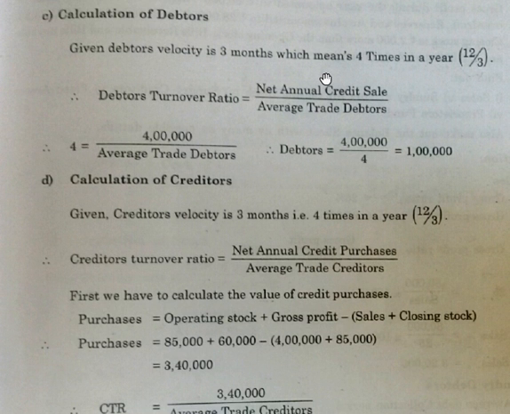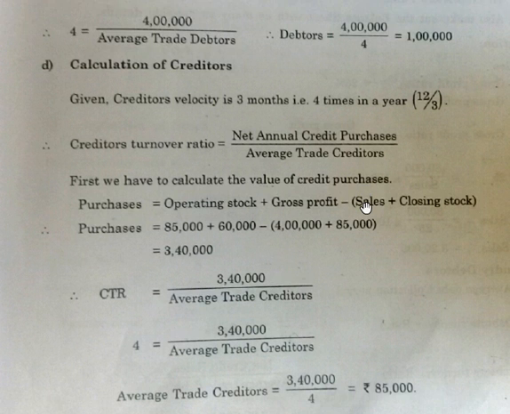So calculation of debtors. Given debtors velocity is 3 months, which means 4 times in a year, so 12 divided by 3. Okay, debtors turnover ratio is net annual credit sales divided by average trade debtors. So 4 is equal to 4 lakh divided by average trade debtors. So debtors is equal to 4 lakh divided by 4, which is equal to 1 lakh.